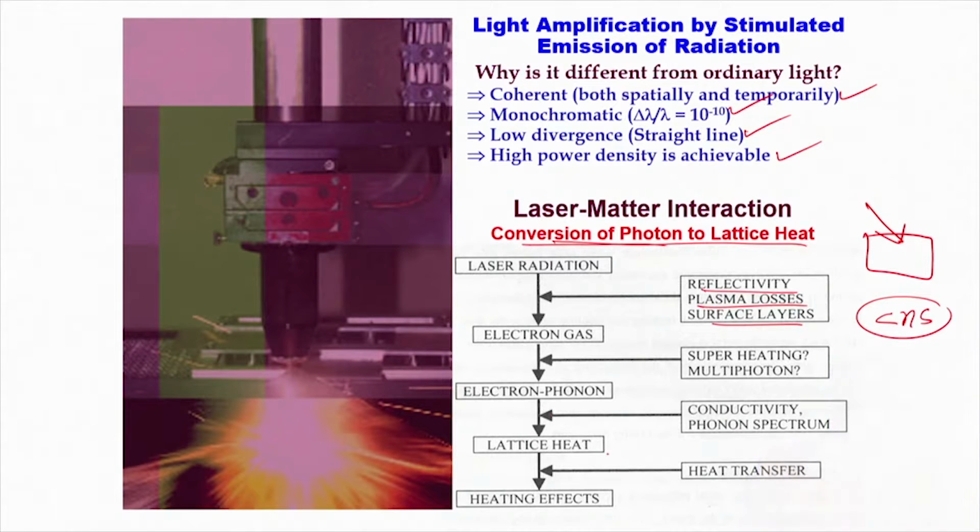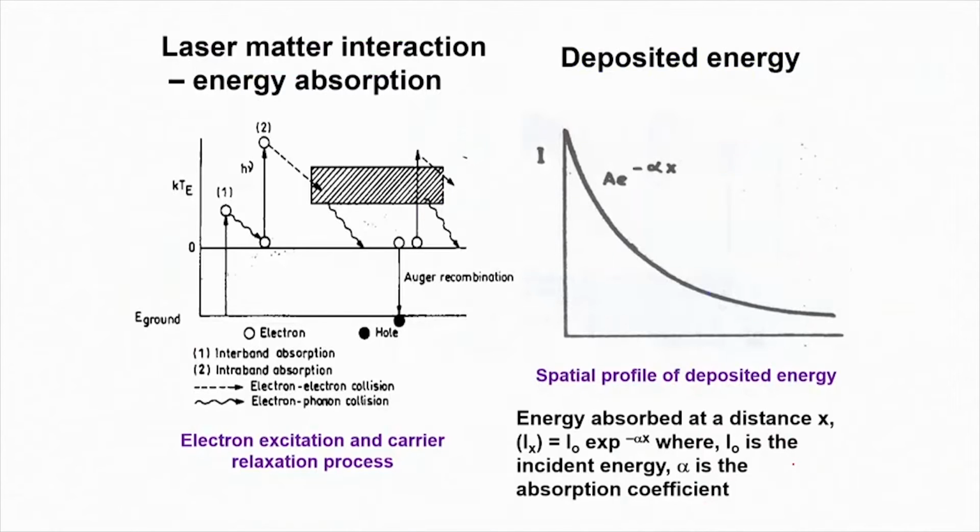So this conversion eventually creates lattice heating, and then the heat from the surface will gradually propagate down below and also sidewise. That is essentially dictated by the thermal conductivity of the material and so on. So that's how we create the heating effect. Conductivity or heat transfer coefficient will determine how soon that heating actually occurs.